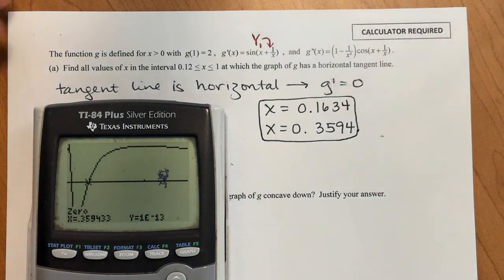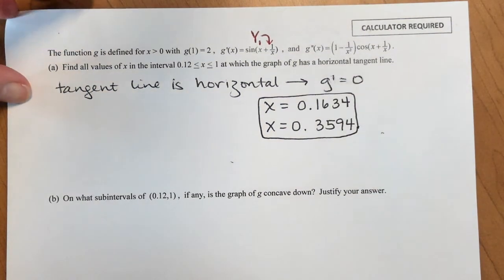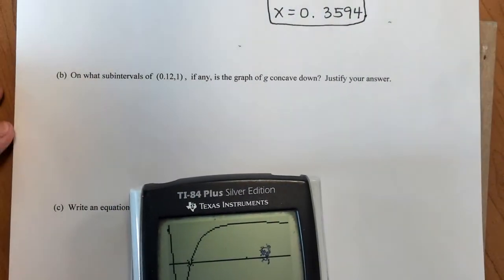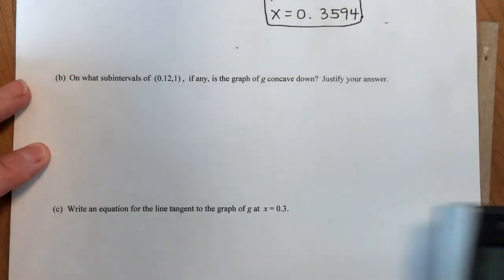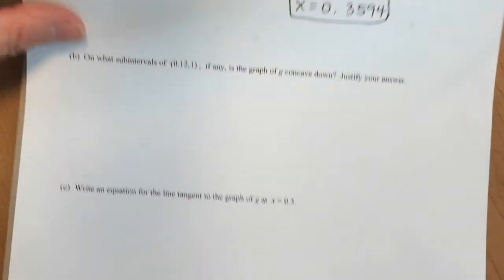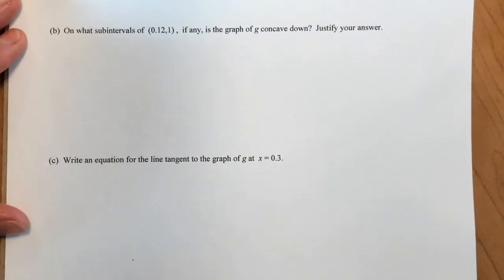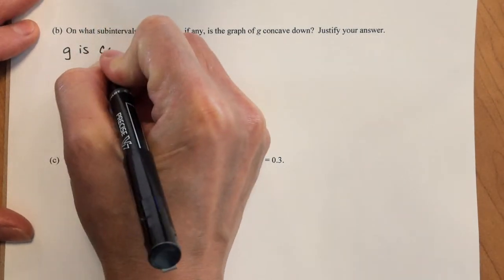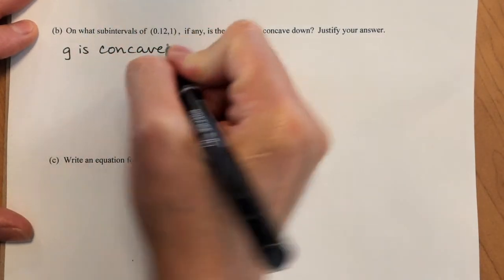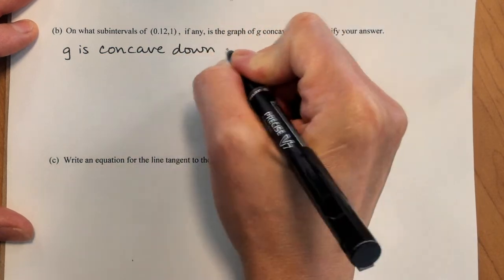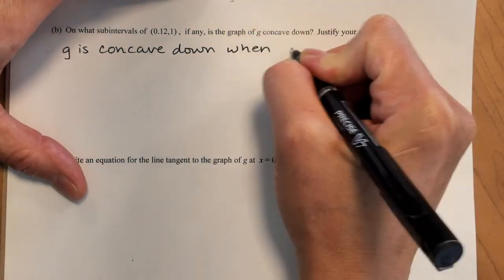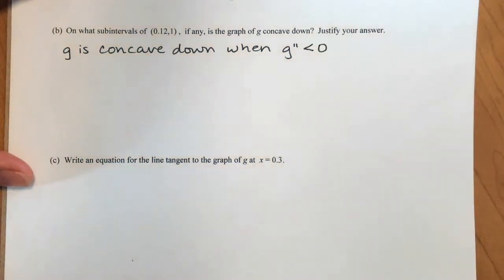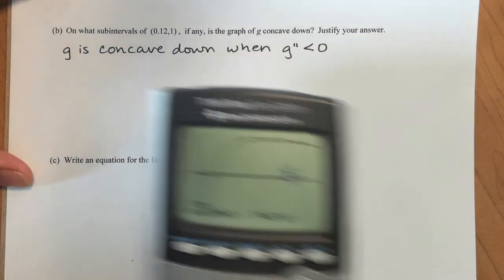So, part B. On what subintervals is the graph concave down? Okay, so let's think about when that is going on. G is concave down when the second derivative is negative.